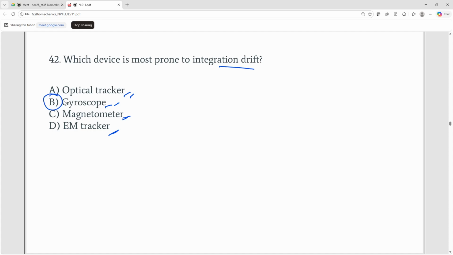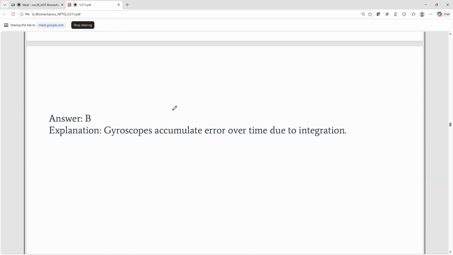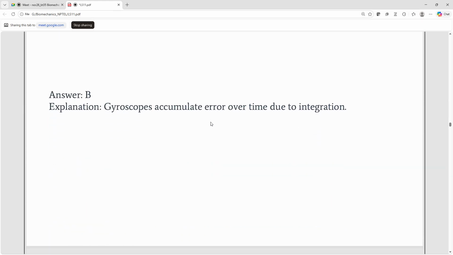Correct answer is option B, gyroscope. Because gyroscope accumulates error over time due to integration, and this creates something called integration drift.